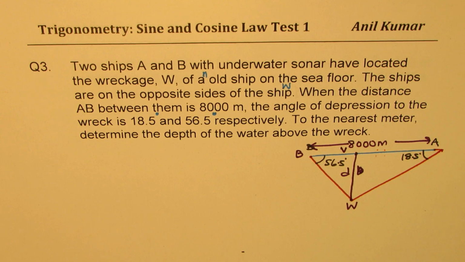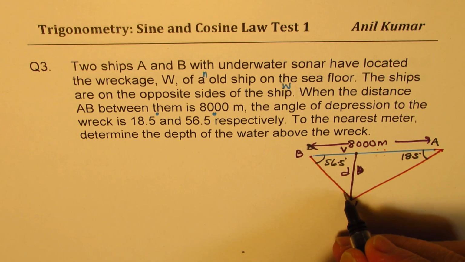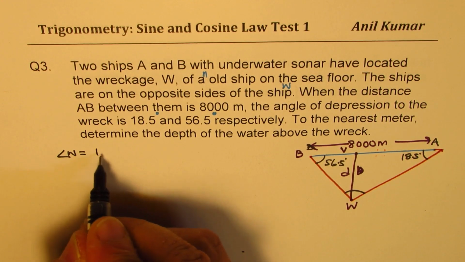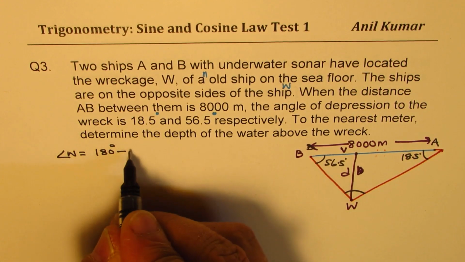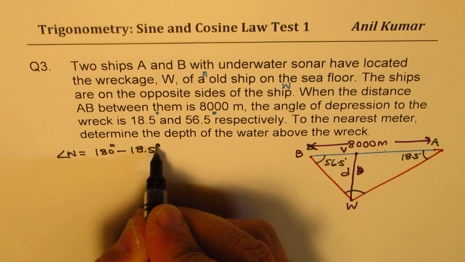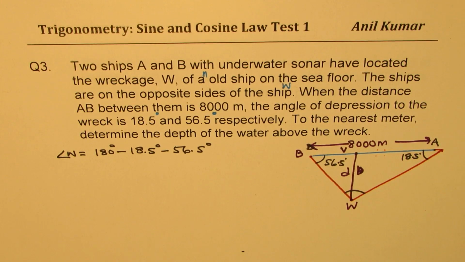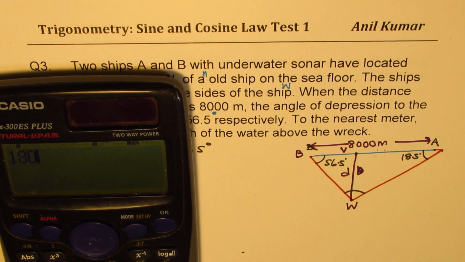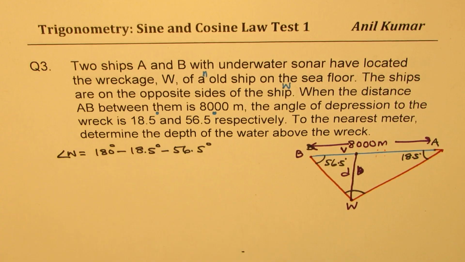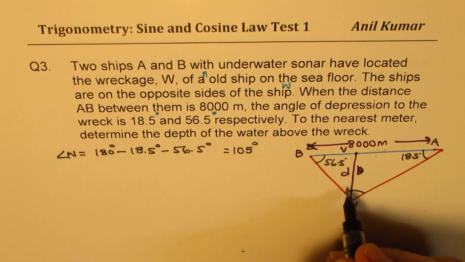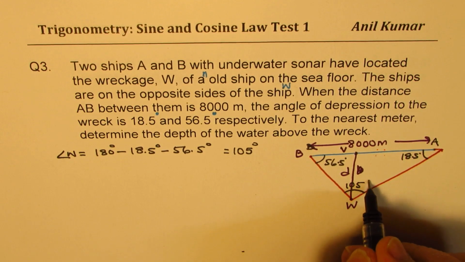So first step is, let us find out the angle W itself. So angle W is equal to 180 degrees, take away these two angles, right? 18.5 degrees, take away 56.5 degrees. So we get 180 minus 18.5 minus 56.5. That gives you 105 degrees. So this angle here is 105 degrees.